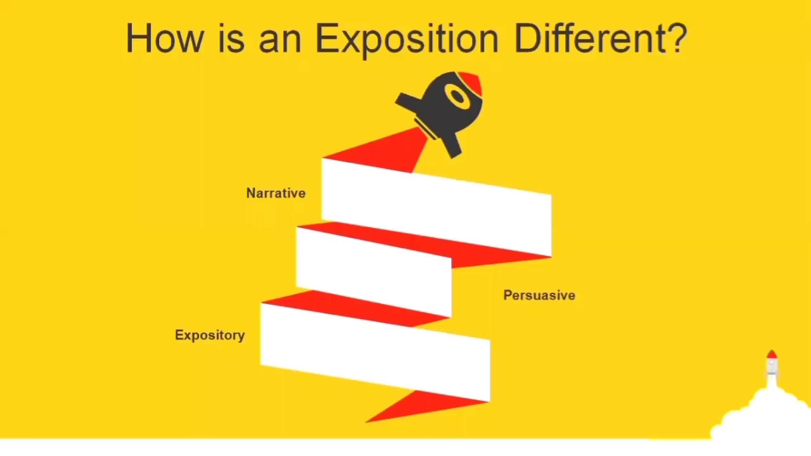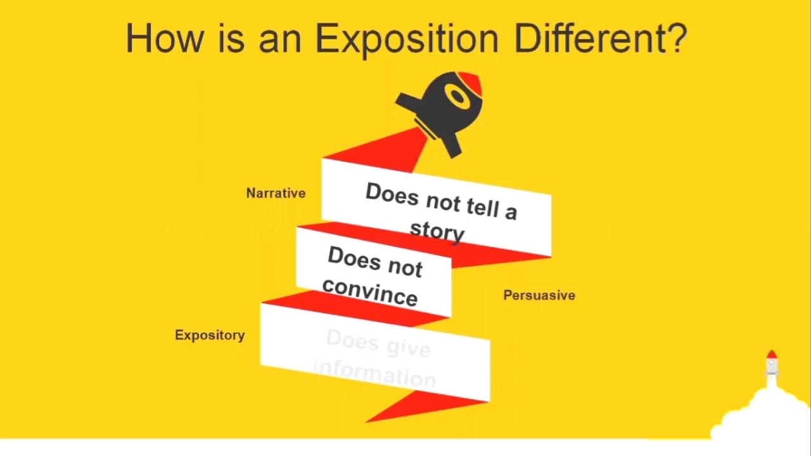Now, let's look at how expository writing is different from the other types of writing that we've focused on. We know that the narrative tells a story. The expository essay does not. The persuasive essay convinces the reader to do, think, or feel something. The expository writing does not. The expository writing gives information, and you're giving information impartially.